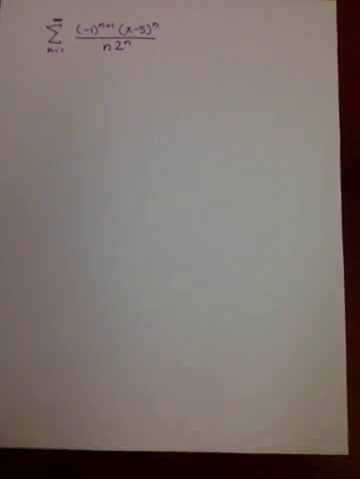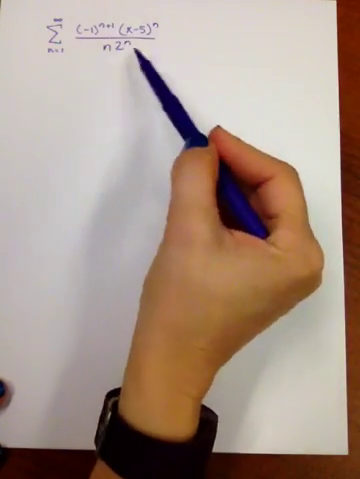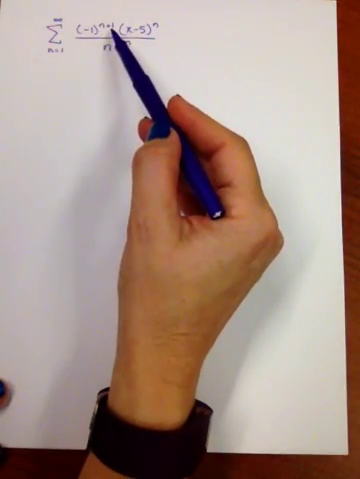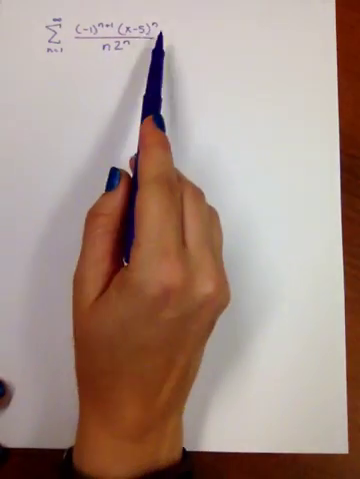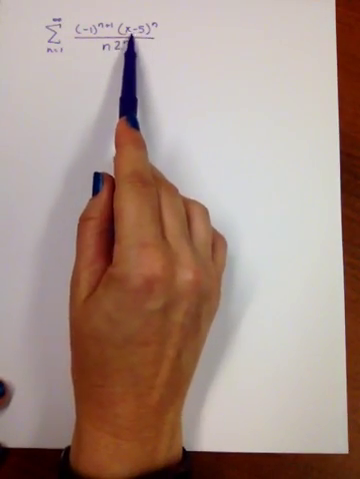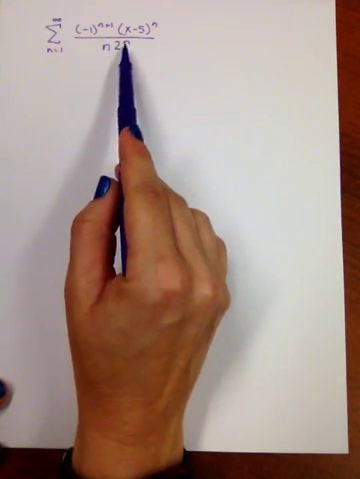Suppose for this first example, someone can come up with a formula for the power series. So we have -1 to the n plus 1, which means it's alternating, times x minus 5 to the n. So that tells us right here that it was probably centered at 5 because it's x minus 5. And it's all divided by n times 2 to the n.